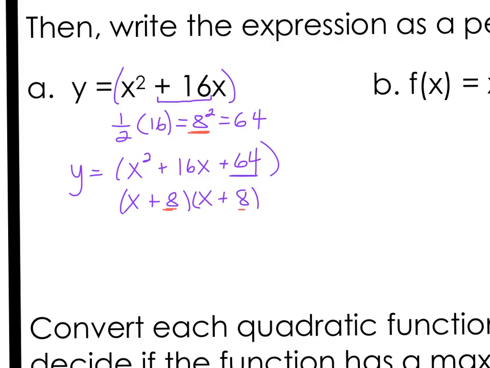And then we can write this as a perfect square. Y equals x plus 8 squared. And that kind of looks like the beginning of vertex form. So again, we're just modeling the idea on how to make that happen. We're not actually doing the full conversion.